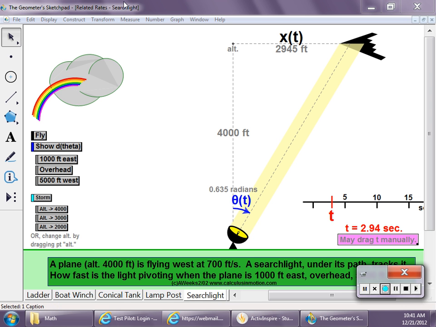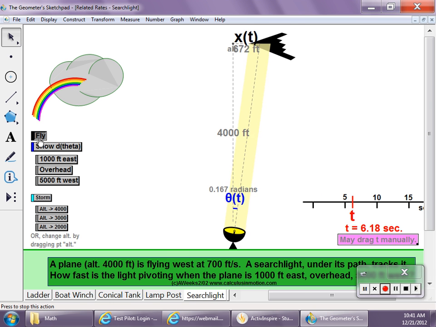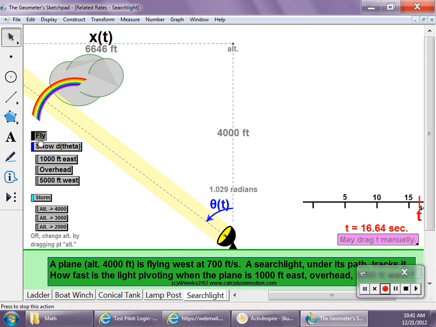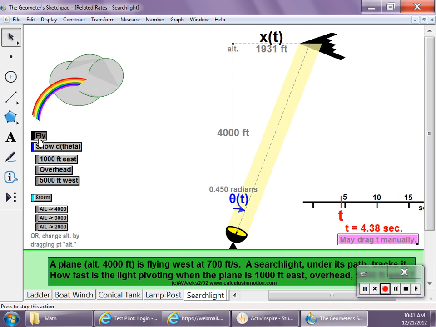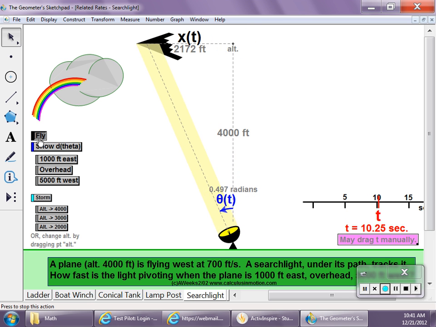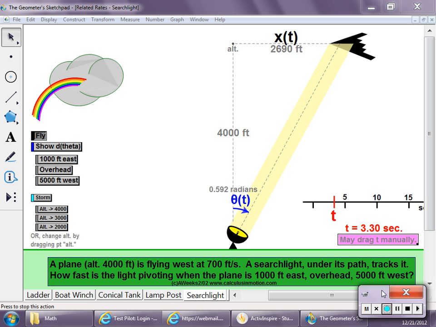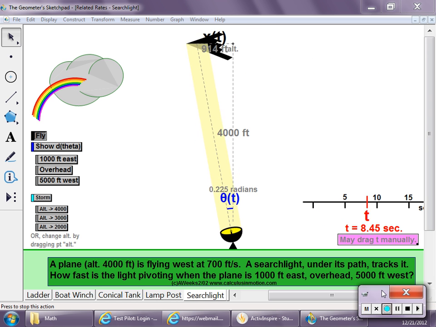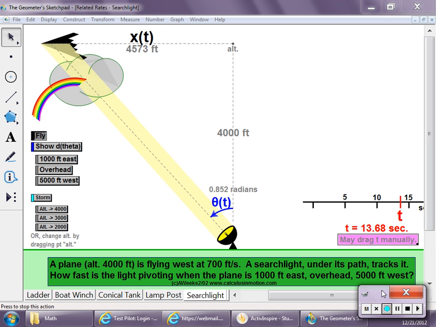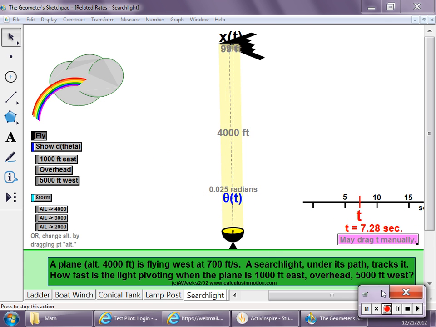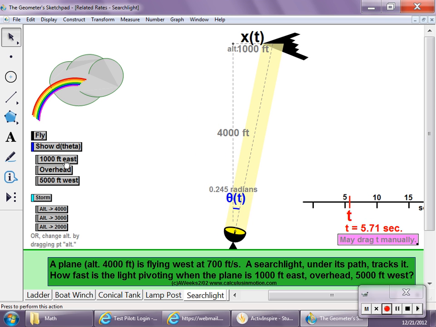So you actually have a plane flying across. All right. So the plane flies west at 700 feet per second. The searchlight under its path tracks it. How fast is the light pivoting when the plane is 1,000 feet east? So we're only going to answer the first question, this one. Okay? So 1,000 feet east.